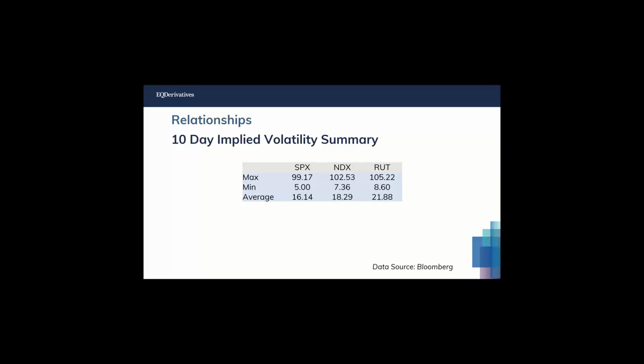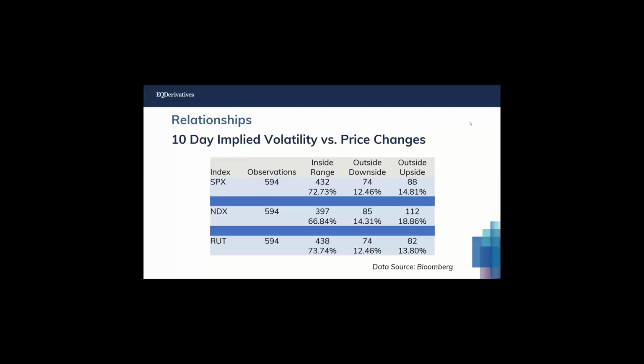And the realized volatility is typically higher on the Russell 2000 than the other two. And that shows up in the implied volatility as well. I believe all three of those max numbers were in March of this year, if I remember correctly. Now, what I did, as I mentioned, it was 594 observations, actually.